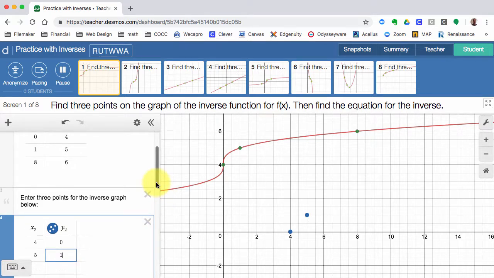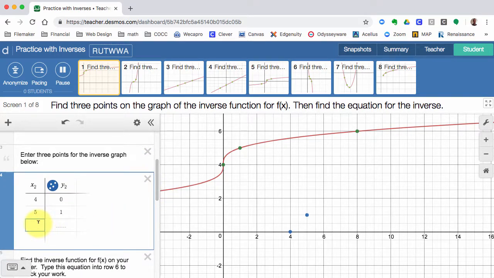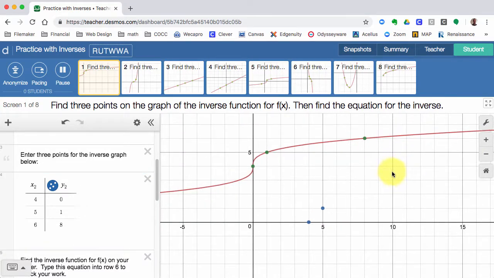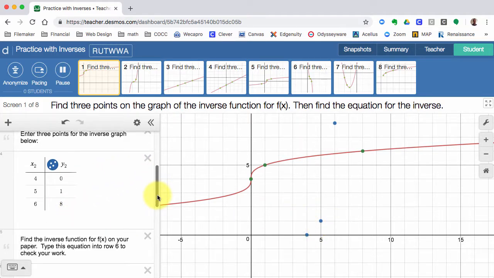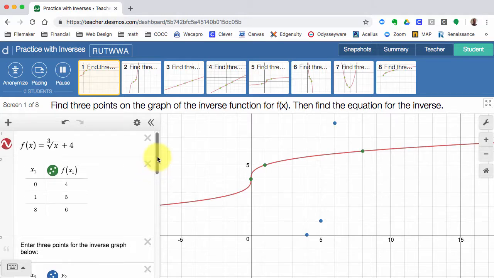Let's put that in there, and then 8 and 6 means 6 and 8. So there we go. I've got 1, 2, and 6 and 8. Oh, it's up here a little bit. Let me shrink out. Right there. There's my 3 points on the inverse function. Okay, now I need to think about how do I find the whole entire function.